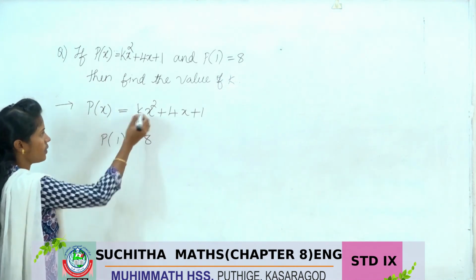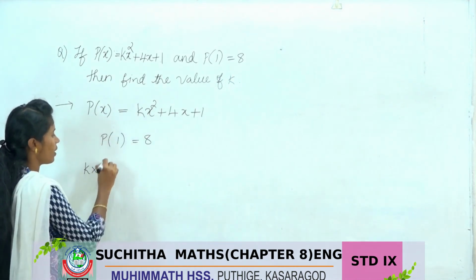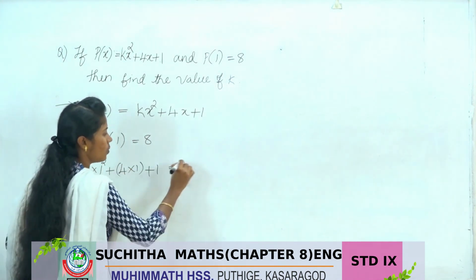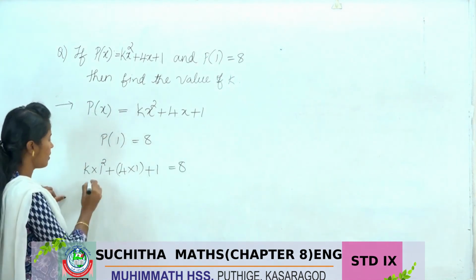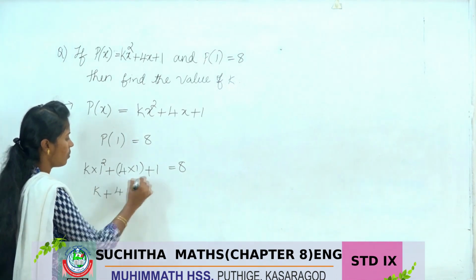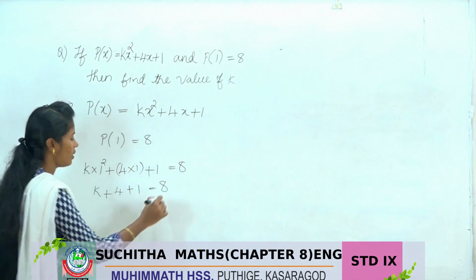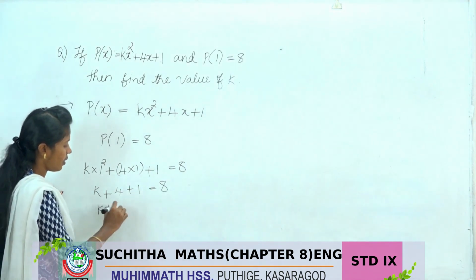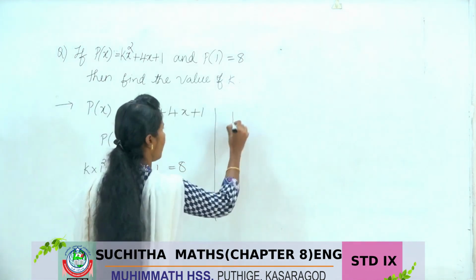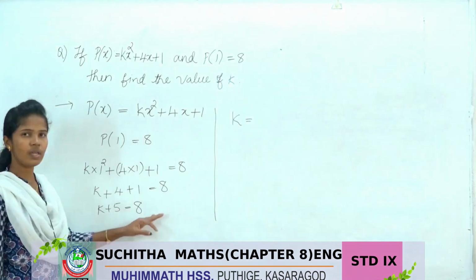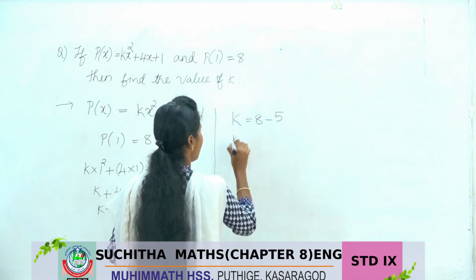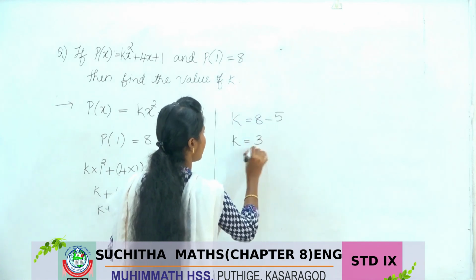So P of 1 is k into 1 square plus 4 into 1 plus 1 equal to 8. That is k into 1 square is k plus 4 into 1 is 4 plus 1 equal to 8. That is k plus 5 equal to 8. Therefore k equal to, shift this 5 to the right side. Okay, 8 minus 5. So value of k is 8 minus 5, that is 3.